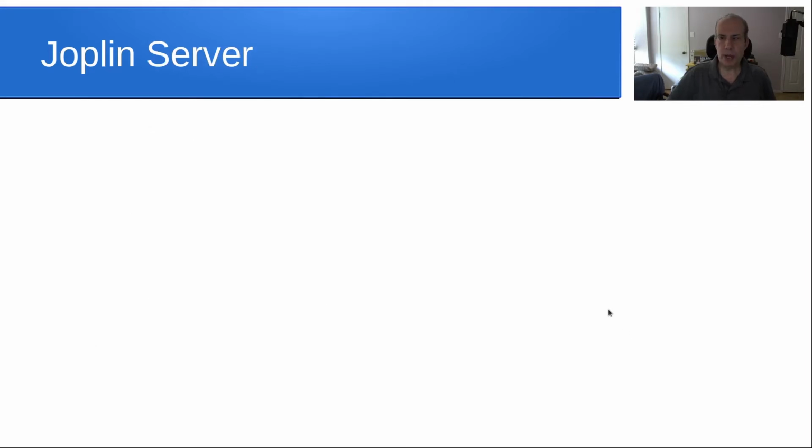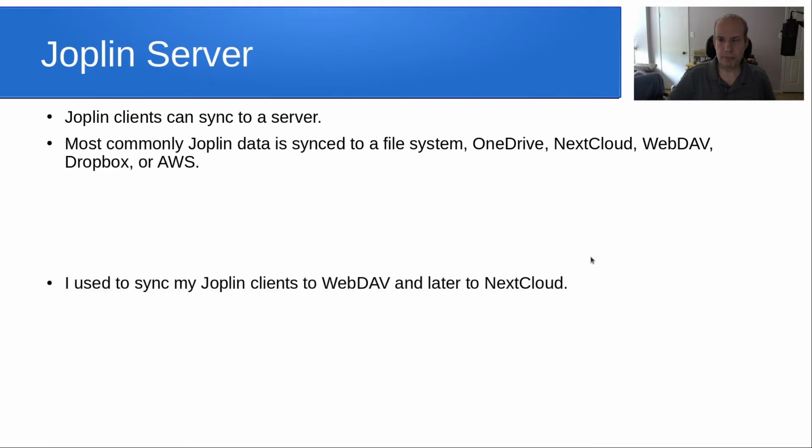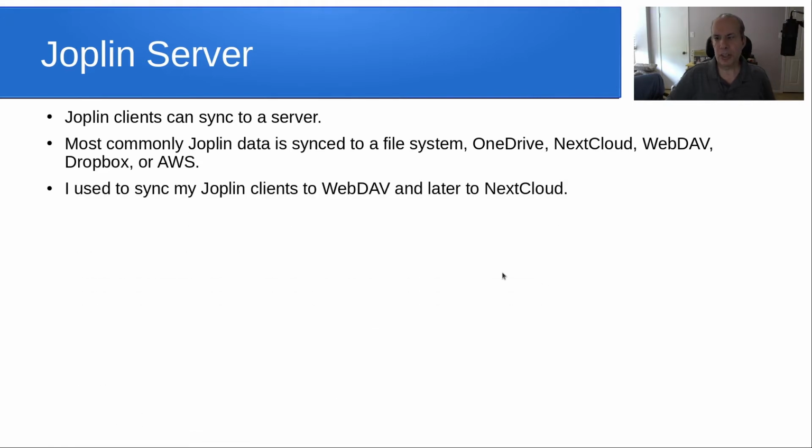There's also a Joplin server. Joplin clients can sync to the server. Most commonly, Joplin data is synced to a file system, or it's synced to OneDrive, Nextcloud, a WebDAV server, Dropbox, or AWS. I used to sync my Joplin clients to WebDAV and later to Nextcloud.